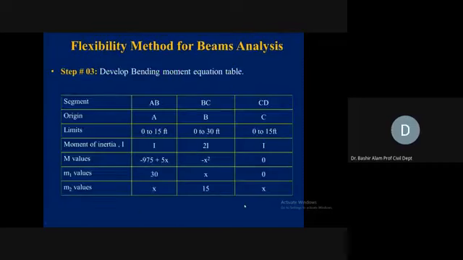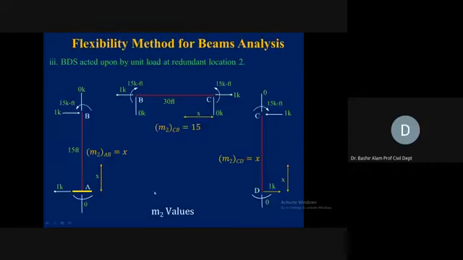Now we complete the bending moment equation table. Member AB, it was the left column. Origin we took A. Its limits were 0 to 15. The equation was applicable. Moment of inertia was I. Capital M value was minus 75 plus 5x. M1 value was 30 and M2 value was x. If you want to verify M2, we can go back to M2 and here you see x. From here it is coming, this x.